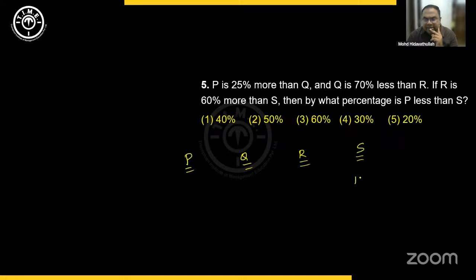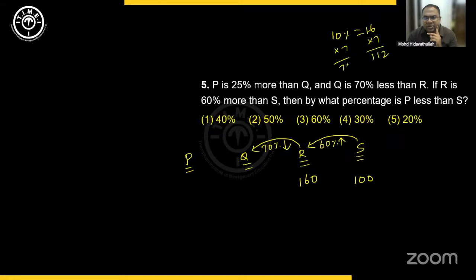If I take S as 100, R is 60% more. 60% means 160. What about Q? Q is 70% less than R. 10% is 16, so 16 into 7 gives 112, which is my 70%. 70% less means if I remove 112, it has to be 48.